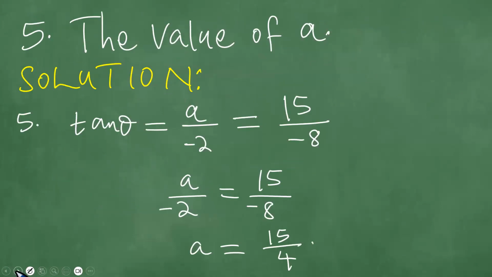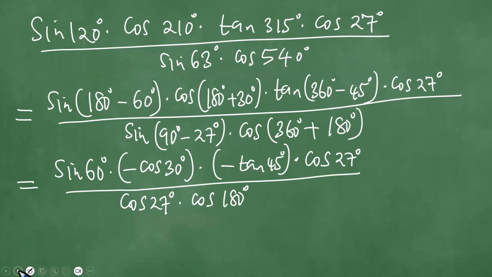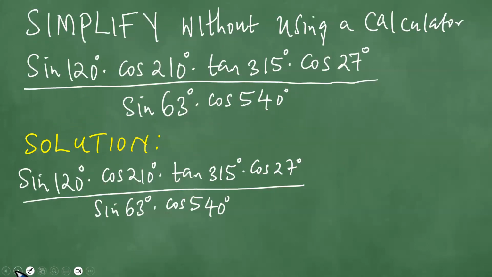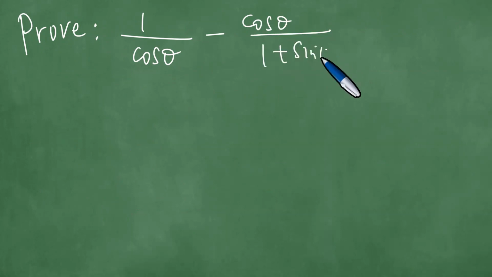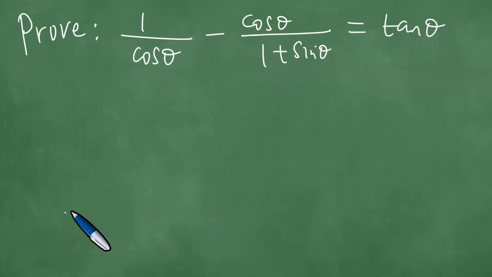Next question. Okay, proof. It's not important to number the questions, but here's one question that says prove that 1 over cosine theta minus cosine theta divided by 1 plus sine theta. Okay, so we have this. How to prove this one?